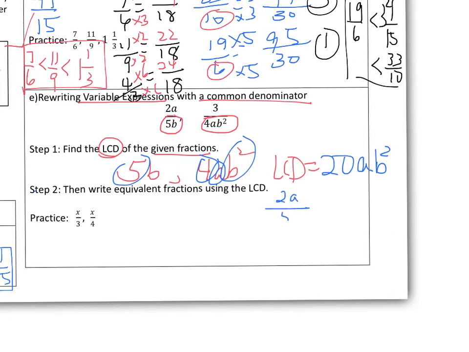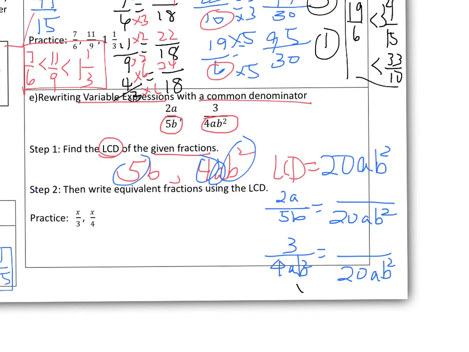Okay? Now, let's set it up. 2a over 5b, 3 over 4ab squared, equal. Now we need to write the LCD in the denominator. And then we need to multiply by 5. Okay, and it already has an ab squared here, so we don't need to do anything with the variables. And then we multiply the numerator by 5 as well. And that completes the answer for this part of the fraction.